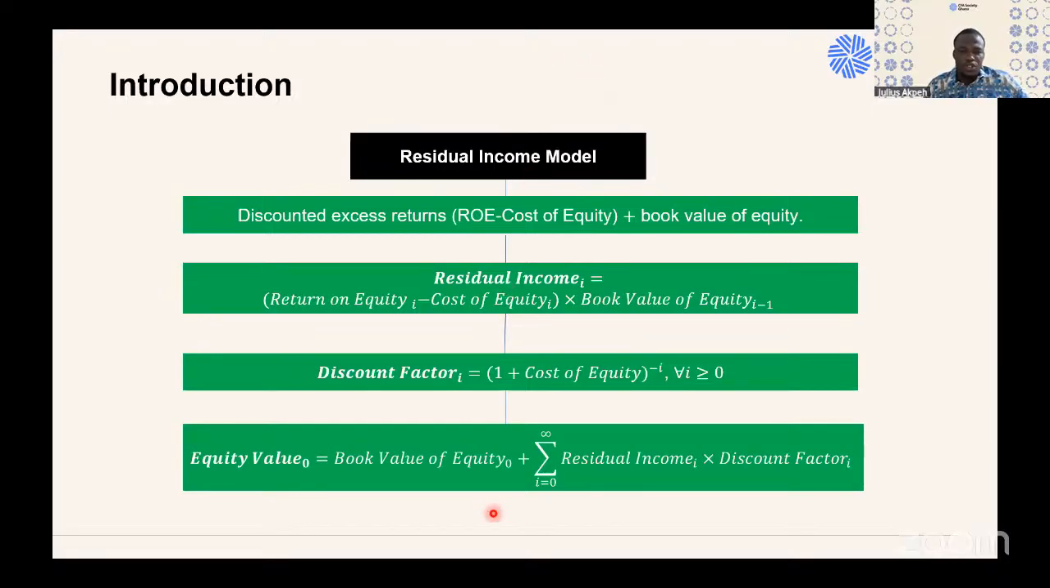And then we discount that residual income to today and add it to the book value today. So we take the book value today, and then we forecast the residual income into the future, and then we discount it back to today. So that is what the formula is saying. Let's get into this, right?